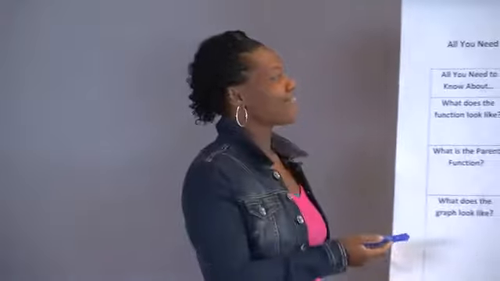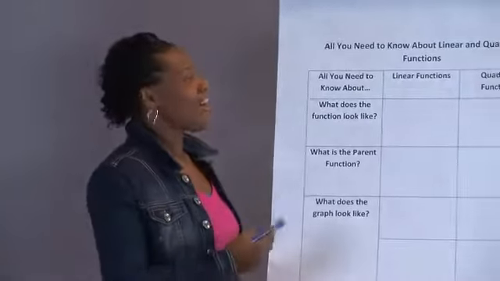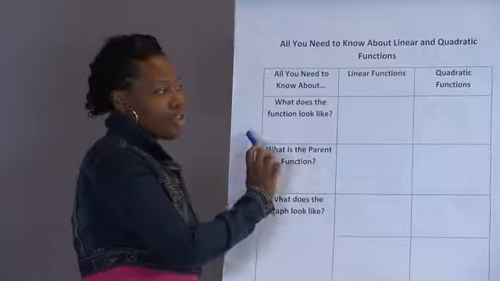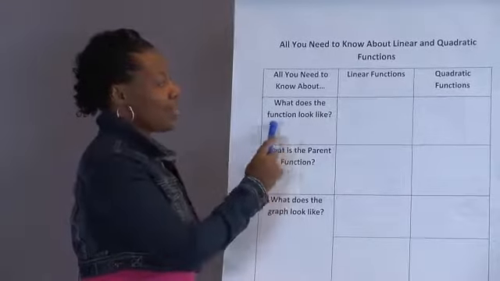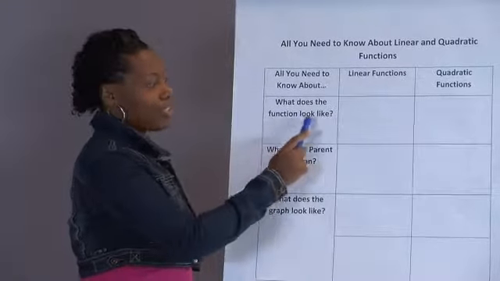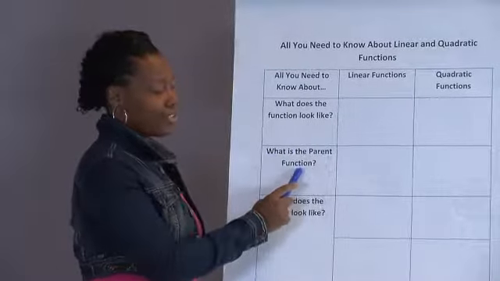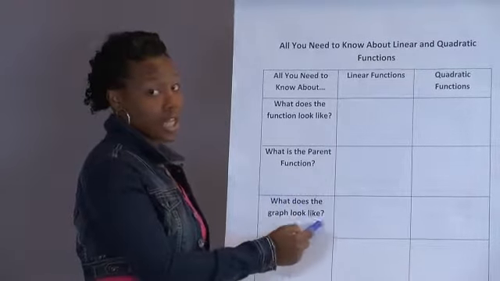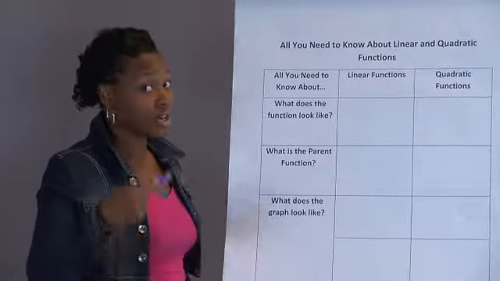All right. So this is what you should do first, T, if I were you. I would give the class a table to fill out, something like this. The name of your table would be all you need to know about linear and quadratic functions. You got two columns. You want your class to know, since you're the teacher, what does the function look like, meaning what does the equation look like, what is the parent function, or parent equation, and then what does the graph look like?